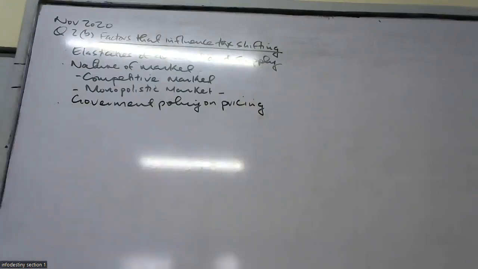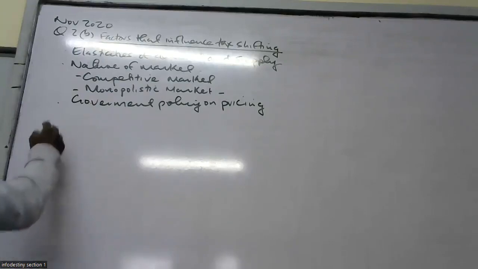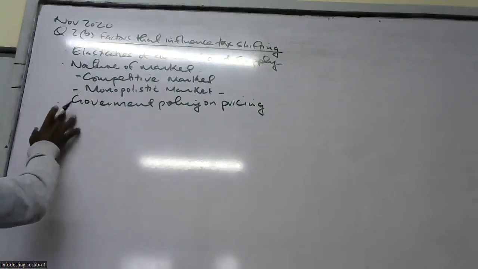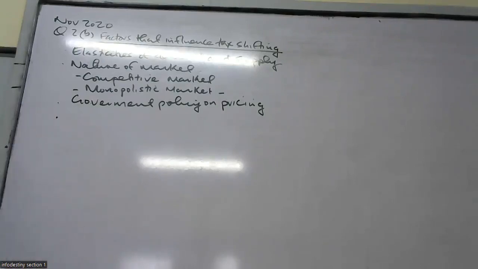So if the government has price control, if prices have been fixed, then there's no way taxes can be shifted to the consumer. If the government has already fixed the price of the commodity, the tax cannot be shifted whatsoever.